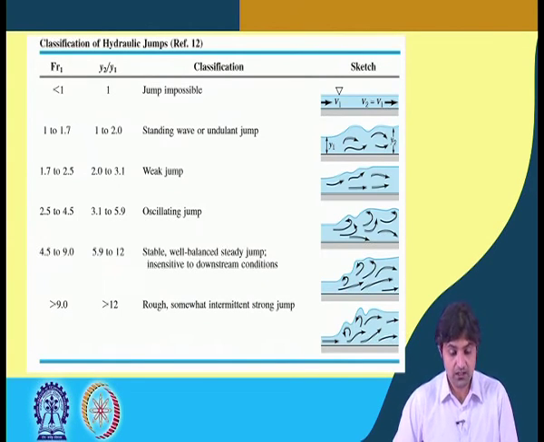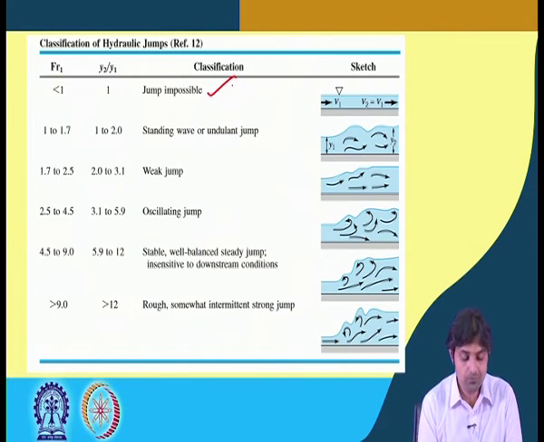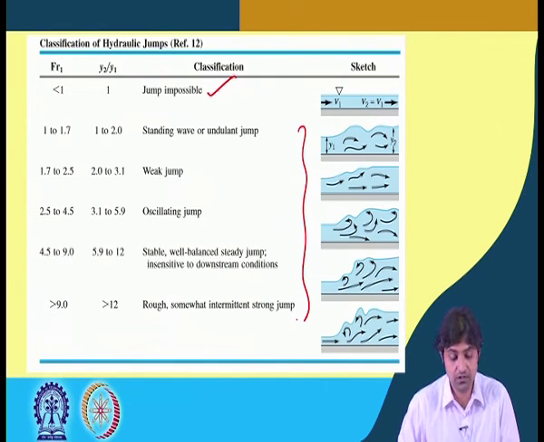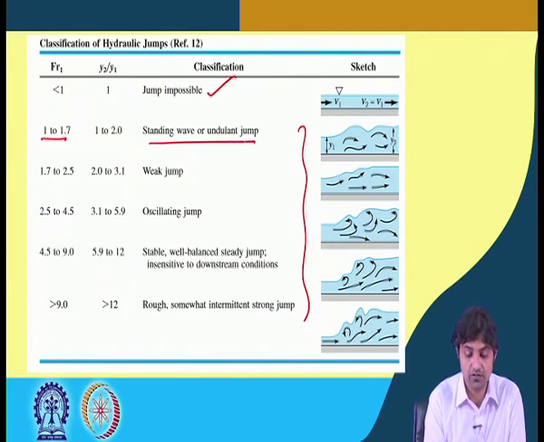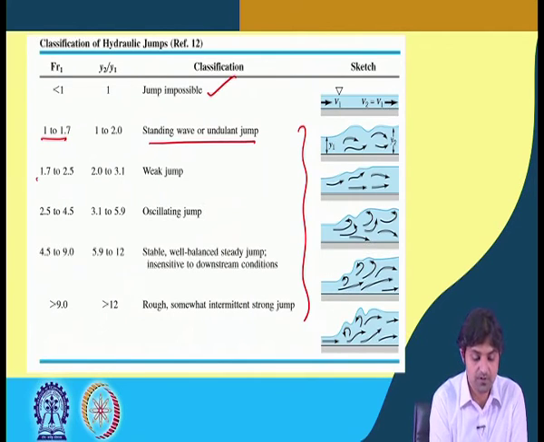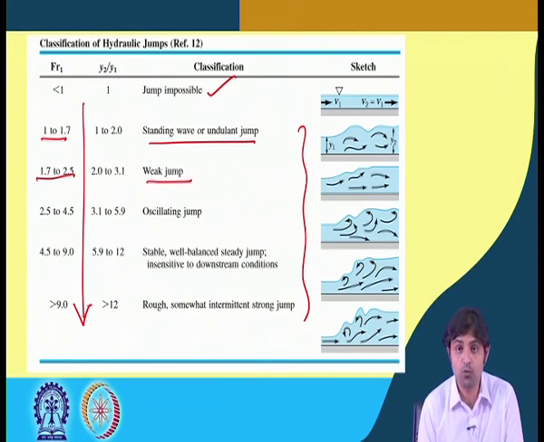So, these are the classification. If the Froude number is less than 1, y2 by y1 is equal to 1, so a jump is impossible. Now, you should not worry about this much at the undergraduate level, but for your information, if the Froude number at upstream is 1 to 1.7, it is a standing wave or undular jump. If it is between 1.7 to 2.5, it is called a weak jump.